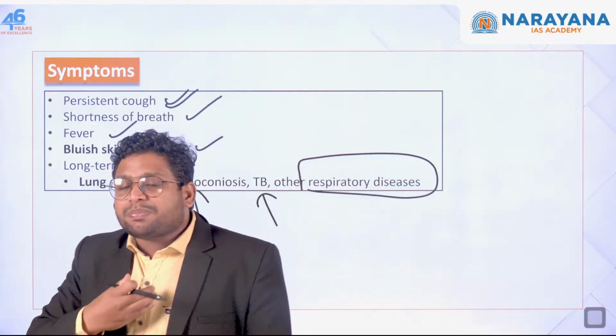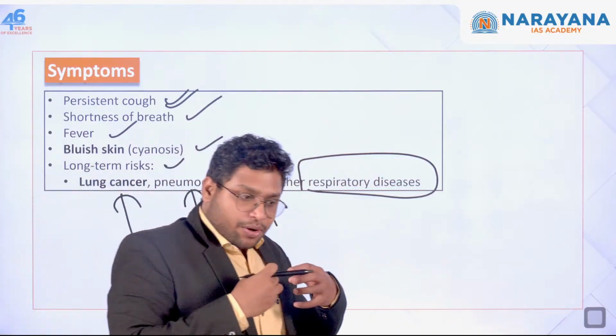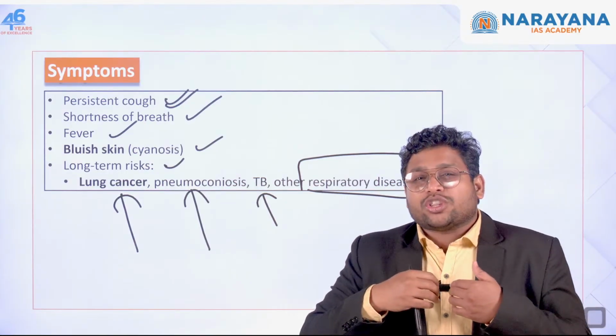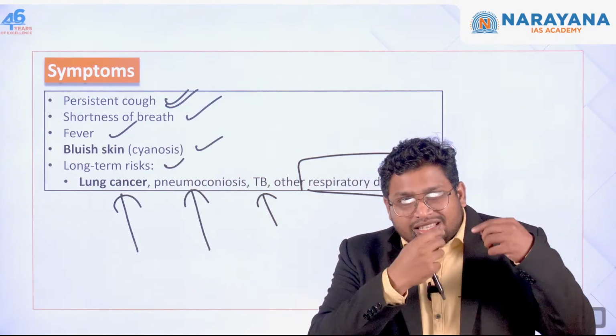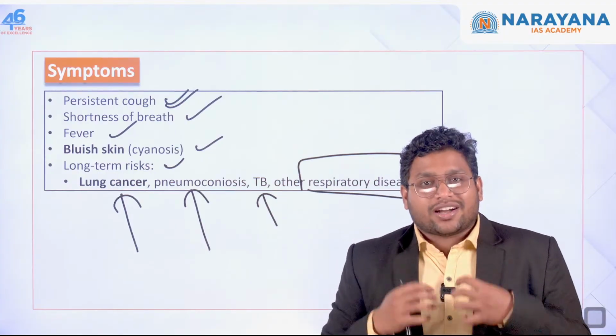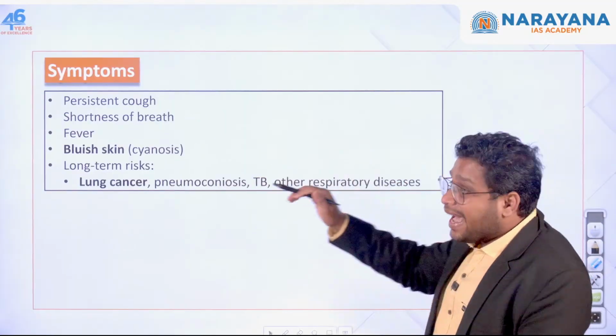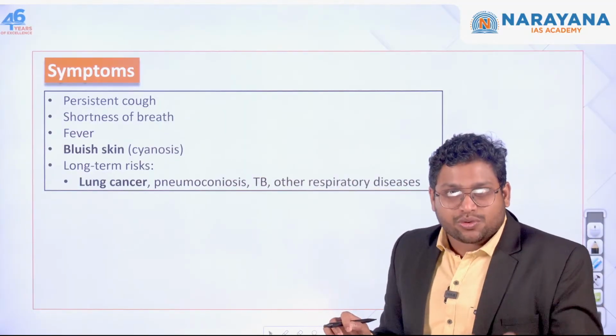So all the respiratory tract diseases, what we call bronchitis or pneumonia, TB, all these are related to your respiratory tract or your lungs. So all such diseases can occur as a result of silicosis in the future.